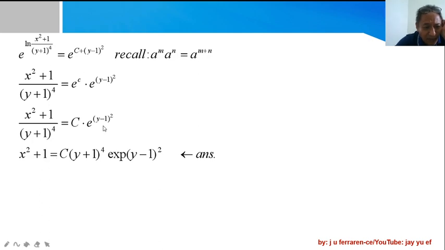So, c times this. Then, this exponential can also be written as this: exponential, then, just bring it down, so y minus 1 squared. Okay, so that's the answer.